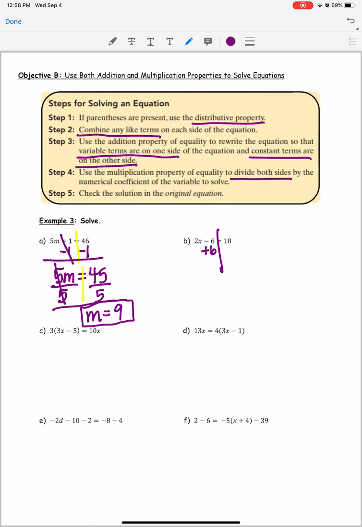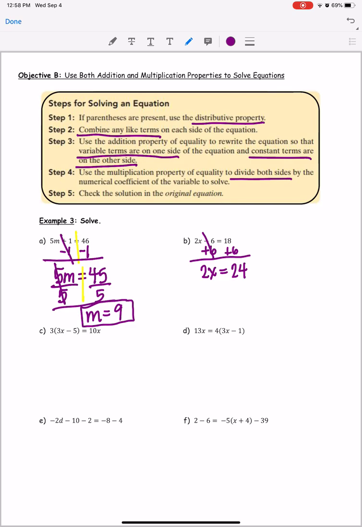And what I do to one side of this equation, I've got to do to the other side. So I'm going to add 6 over here as well. Negative 6 plus 6 cancel. So I'm left with 2x equals, and then 18 plus 6 gives me 24.